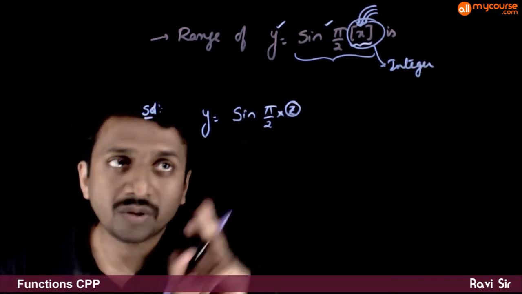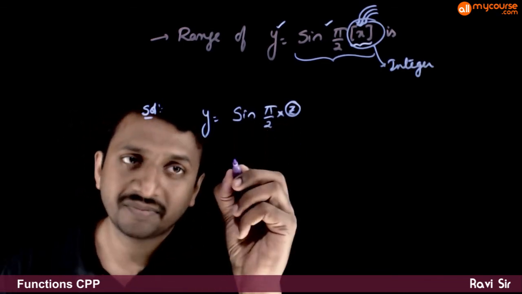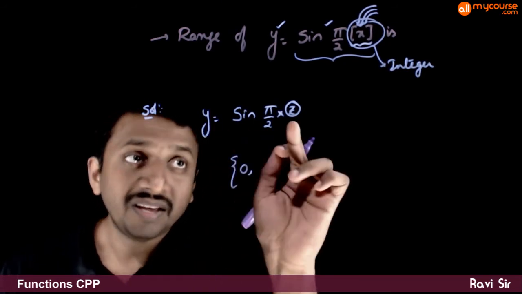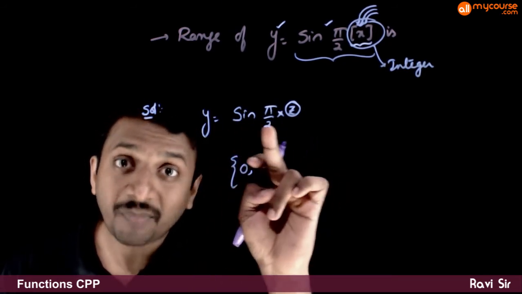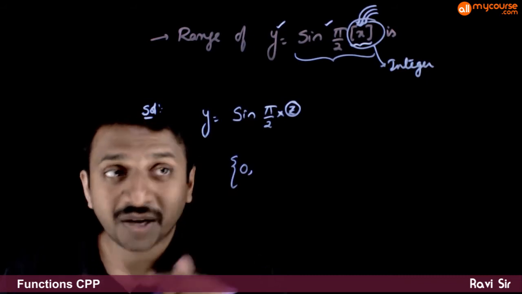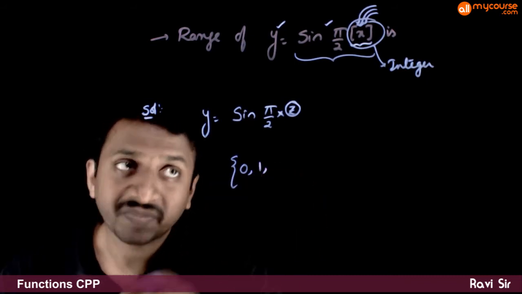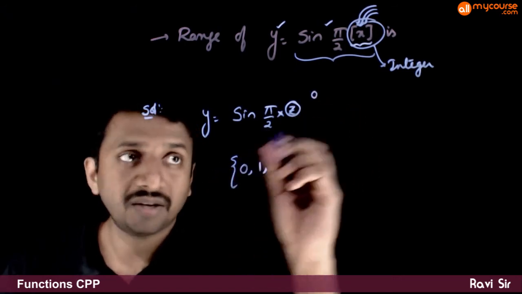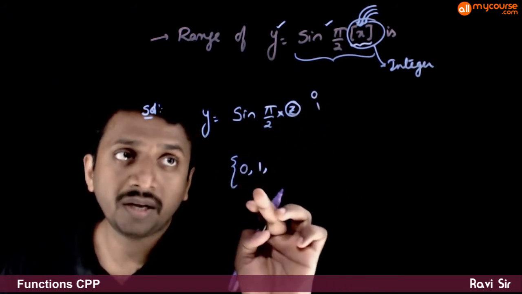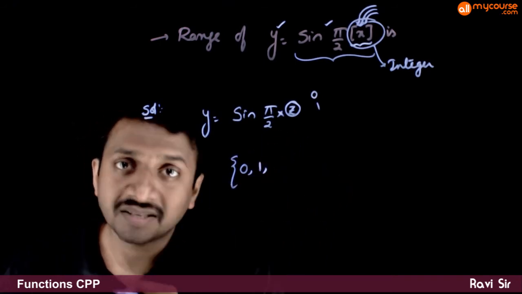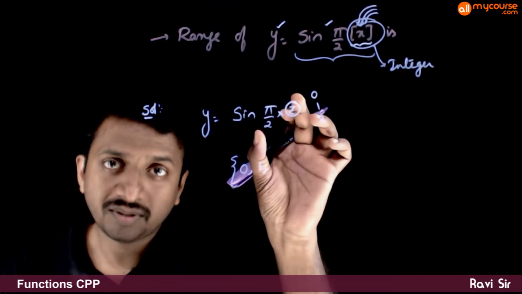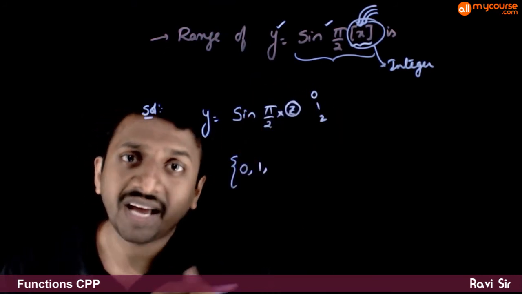If z is equal to 0, you get sine 0 as the answer, that is y is equal to 0. If z is equal to 1, you get sine pi by 2, which is 1 as the answer. If z is equal to 2, 2 by 2 is 1, so sine pi, again you get 0 as the answer.